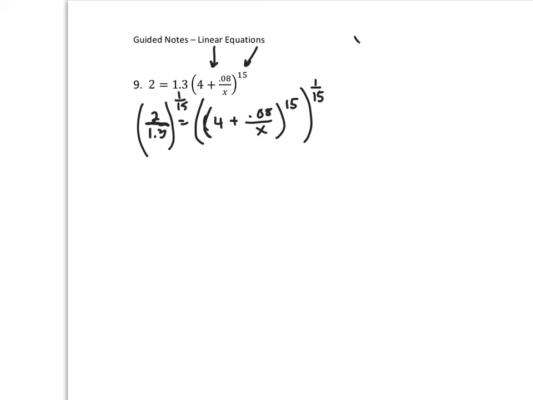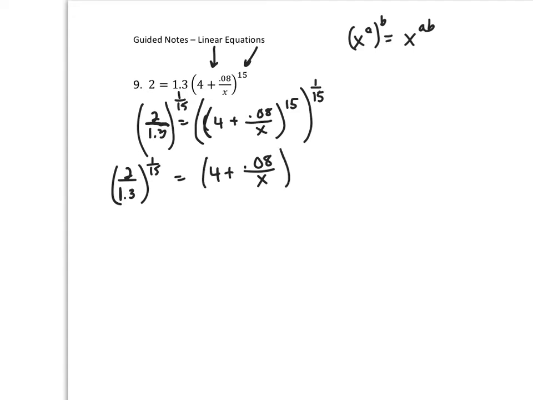We have a law of exponents that says if you have x to the a to the b, I call it power to power, you multiply your exponents. And if you multiply 15 times 1 over 15, you get 1. So now we have 2 divided by 1.3 to the 1/15th power equals 4 plus 0.08 over x. Looks a little better.